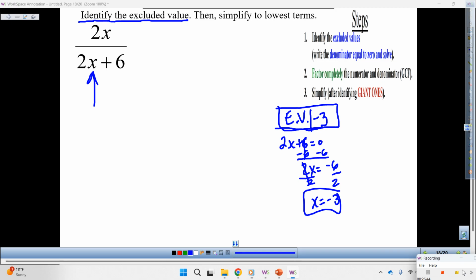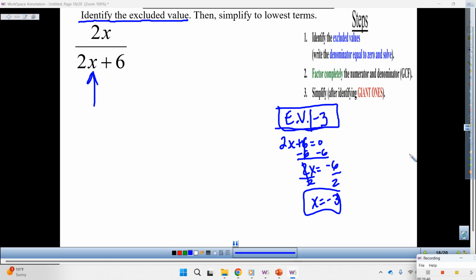All right, here goes a recap again. Whenever the question is identify the excluded value, what do we do? We take the denominator, set it equal to 0, solve for x, and those are going to be our excluded values. Right now we only have one, but we will have more. All right, we're done with the first part.